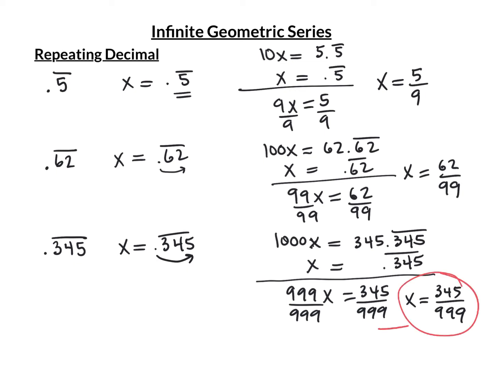This thing does reduce because both the numerator and denominator are divisible by 3. The divisibility rule for 3 is if you sum the digits and 3 divides the sum, 3 divides the number. The numerator 3 plus 4 plus 5 adds to 12, and the denominator 9 plus 9 plus 9 adds to 27, and both of those are divisible by 3. That rule works for only 3 and 9. If I divide both of those by 3, it reduces to 115 over 333.